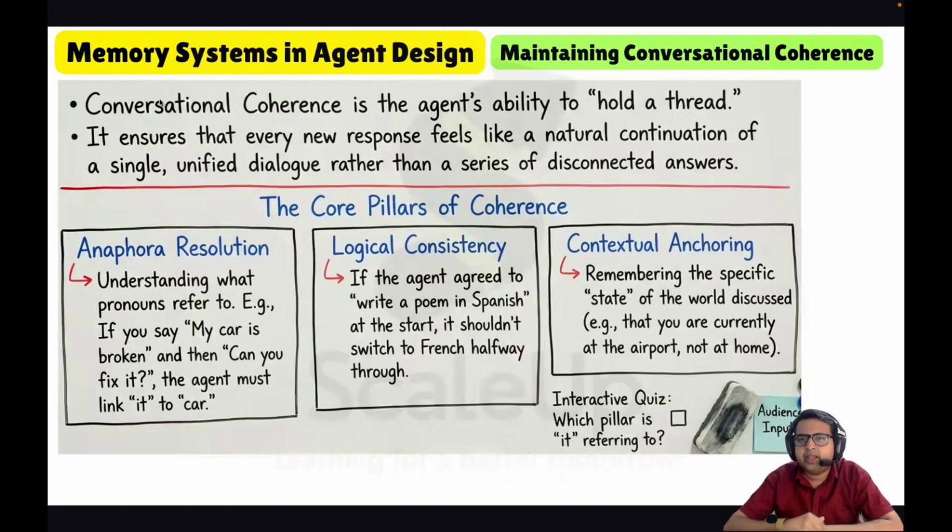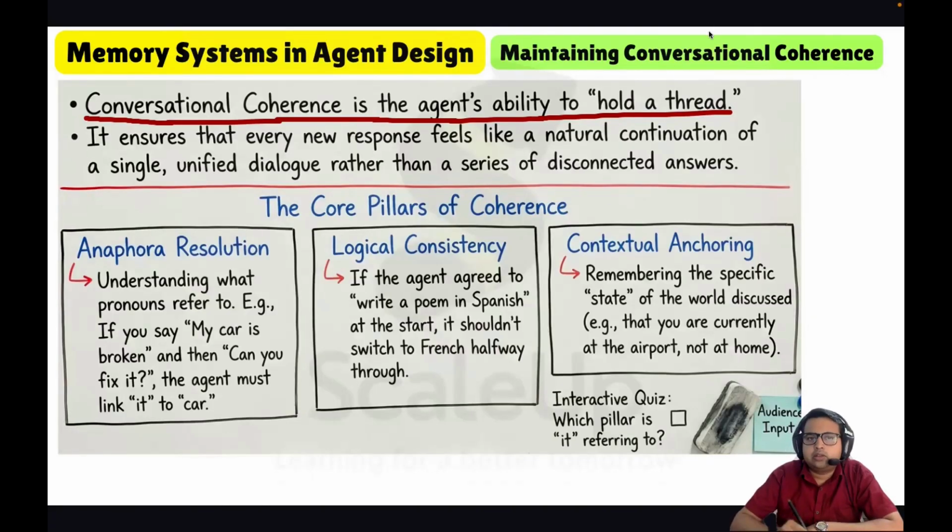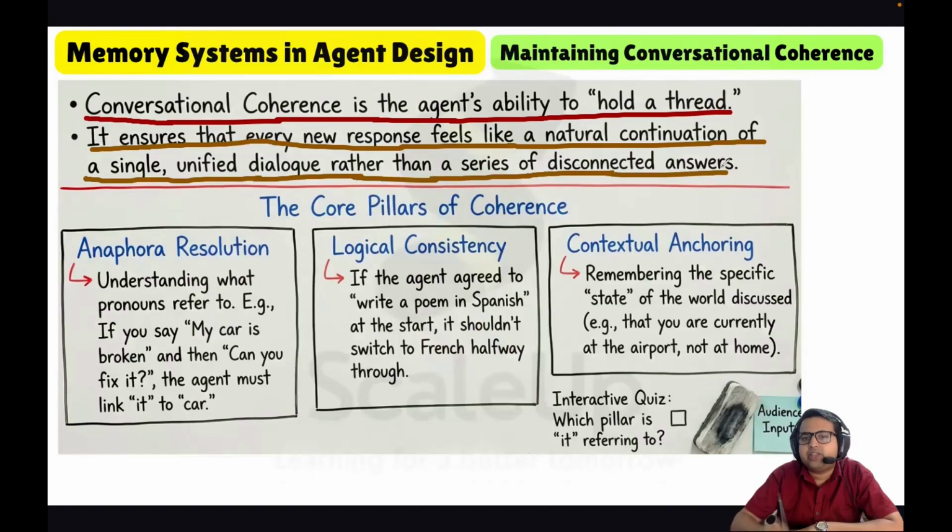We will discuss maintaining conversational coherence. So conversational coherence is the agent's ability to hold a thread. It ensures that every new response feels like a natural continuation of a single unified dialogue rather than a series of disconnected answers. So that is what conversational coherence is.